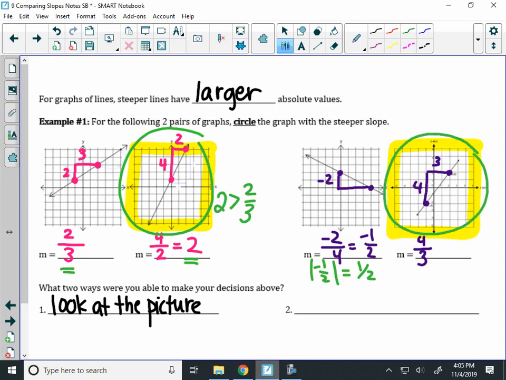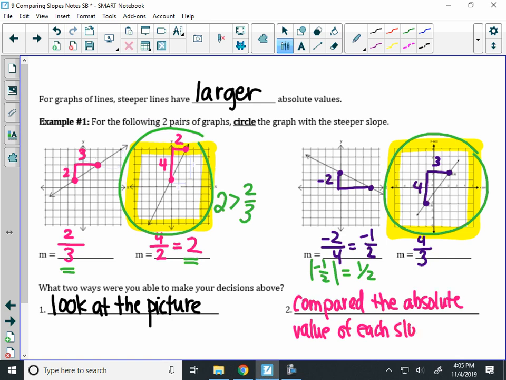Right, so the two ways we found, we looked at the picture to see which graph was steeper. We also compared the absolute value of each slope. Okay, so that's what we had to do on the second one because one of our slopes was negative.